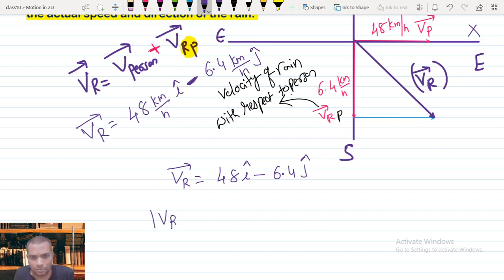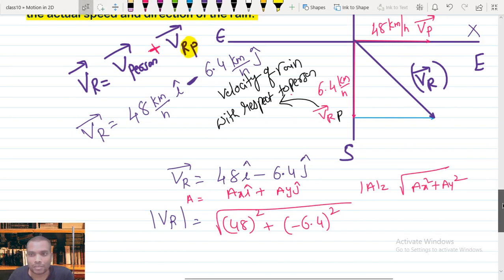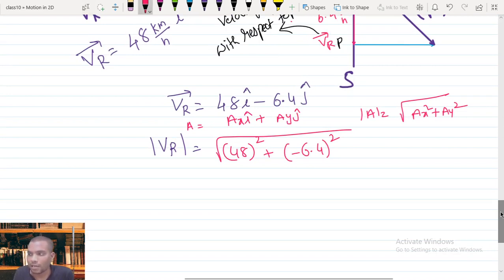Now we need to find the magnitude of the velocity of the rain. If you compare this vector with the original vector form, that is equal to ax i cap plus ay j cap, if a is a vector, how can you find the magnitude? Magnitude of a equal to the under root of ax square plus ay square. Now under root of ax value, here it is 48 square, plus ay value, here it is minus 6.4 square. So the signs also matter a lot. Don't try to write simply the vector expressions. If you miss the negative sign, then our calculations will go wrong.